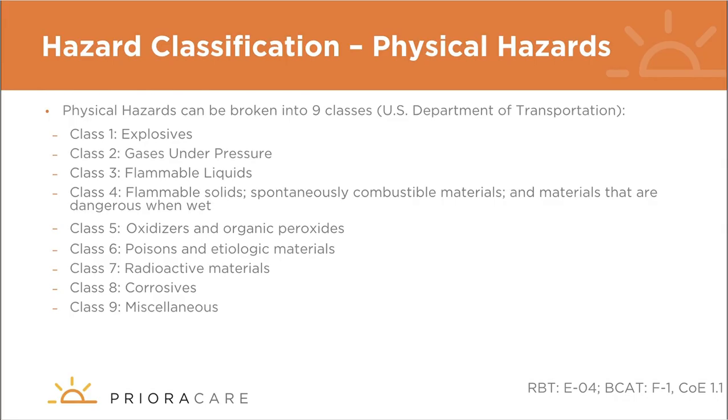Department of Transportation. These include Class 1, explosives; Class 2, gases under pressure; Class 3, flammable liquids; Class 4, flammable solids, spontaneously combustible materials, and materials that are dangerous when wet; Class 5, oxidizers and organic peroxides; Class 6, poisons and etiologic materials; Class 7, radioactive materials; Class 8, corrosives; and Class 9, miscellaneous. We will now describe these classes.